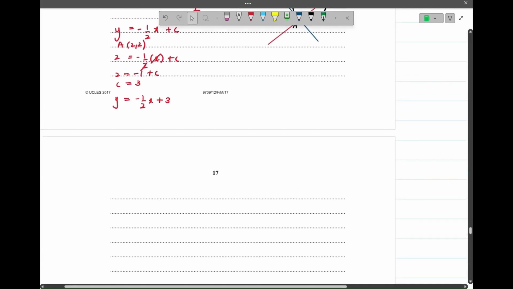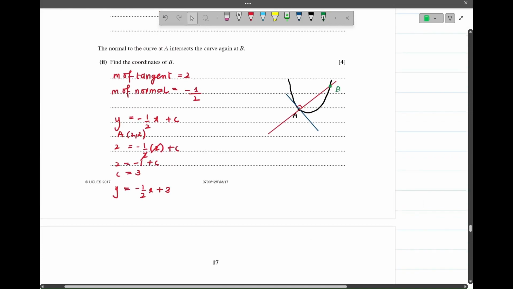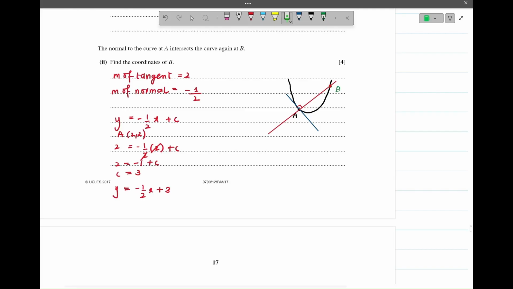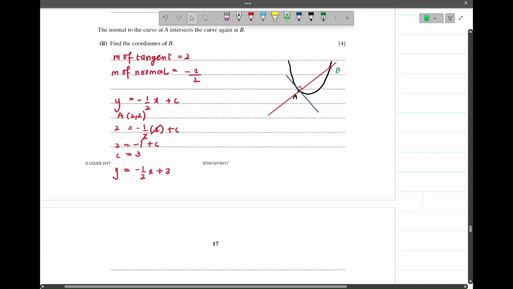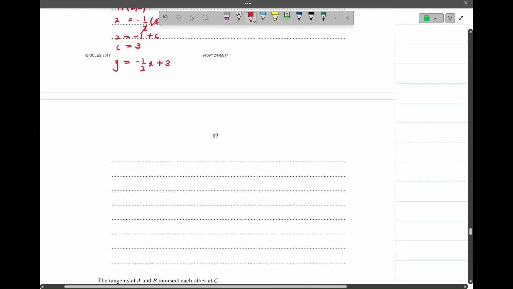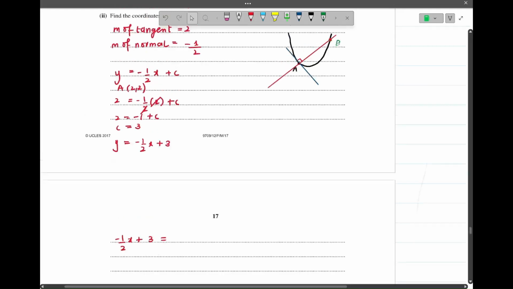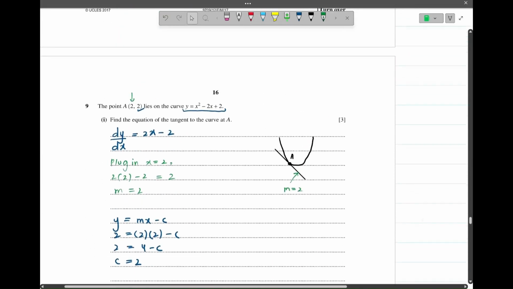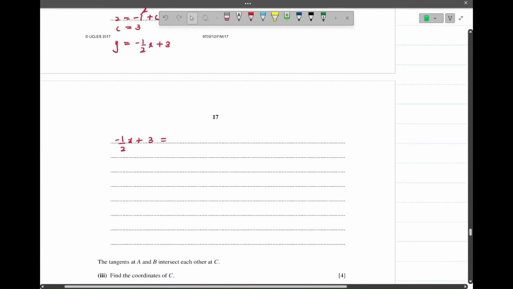Now that we have the equation of the normal, we will basically put it equal to the equation of this graph, because you can see that B is basically a point of intersection between this graph and this line. We have the equations of both of these, the curve and the line, so we can put them together and figure out the point of intersection. So that would be negative 1 over 2x plus 3 is equal to, what was the original equation? It was x squared minus 2x plus 2.